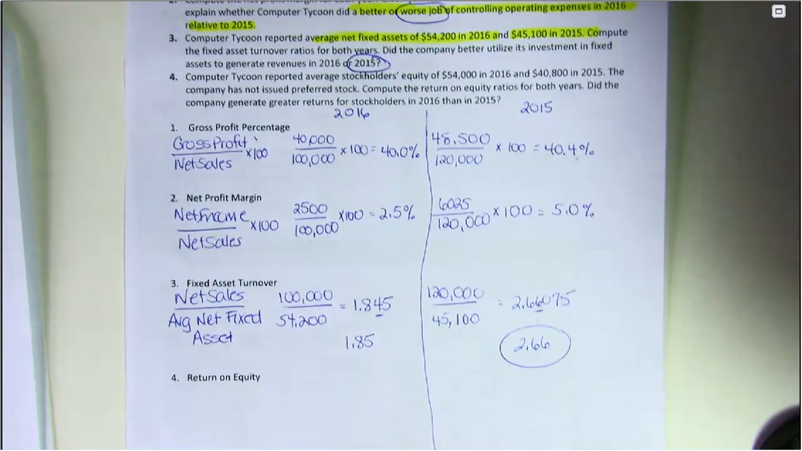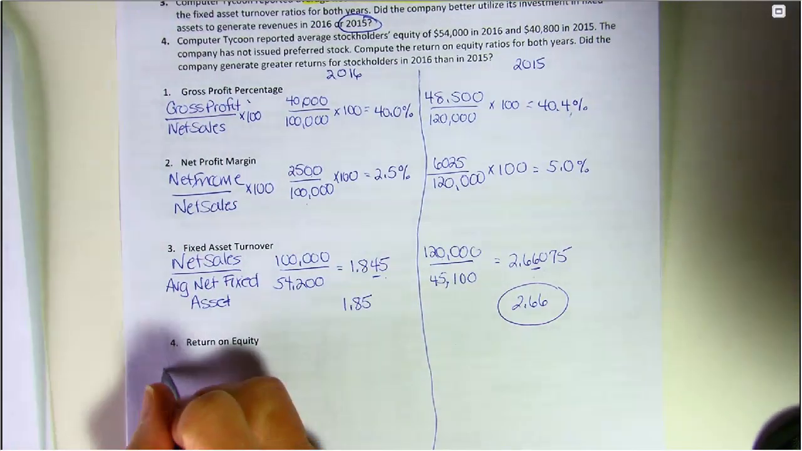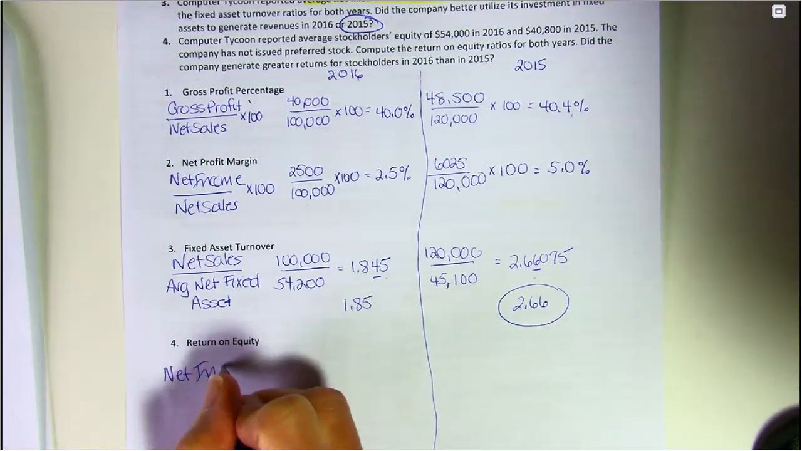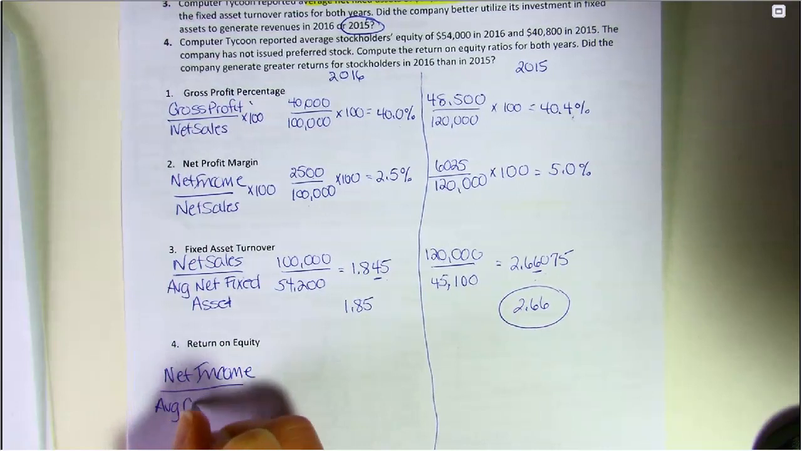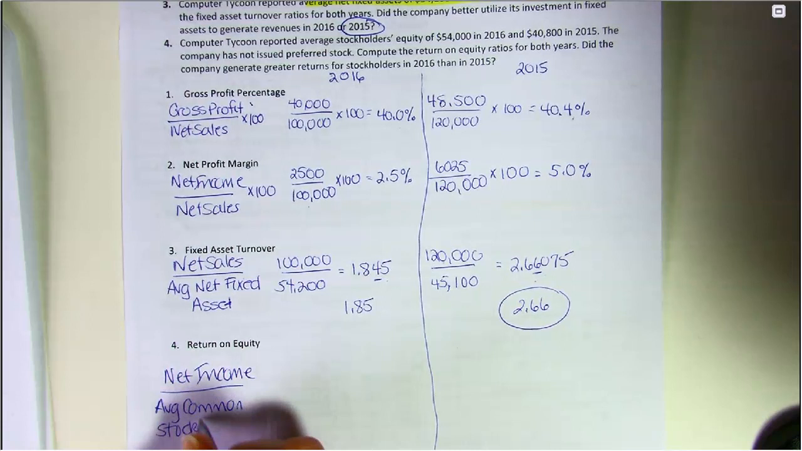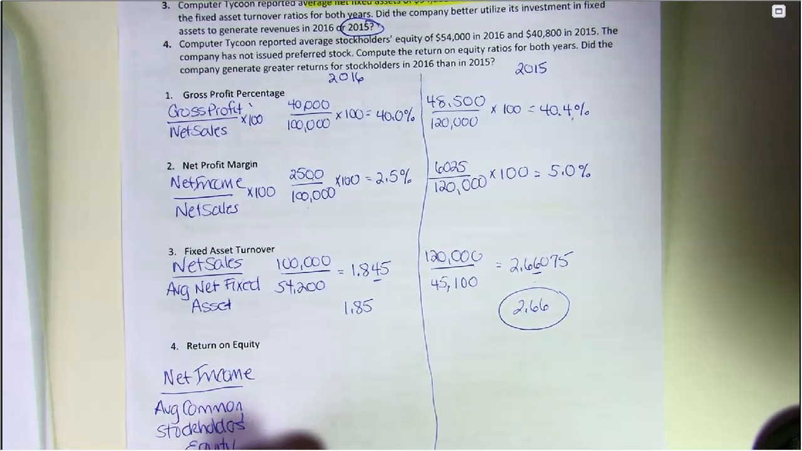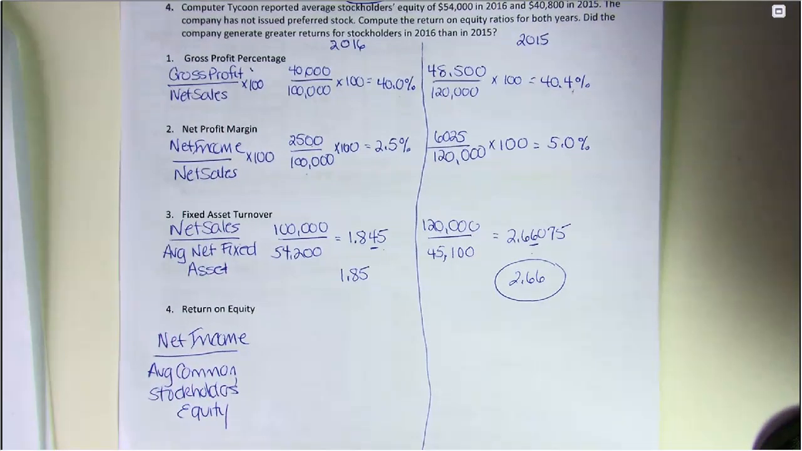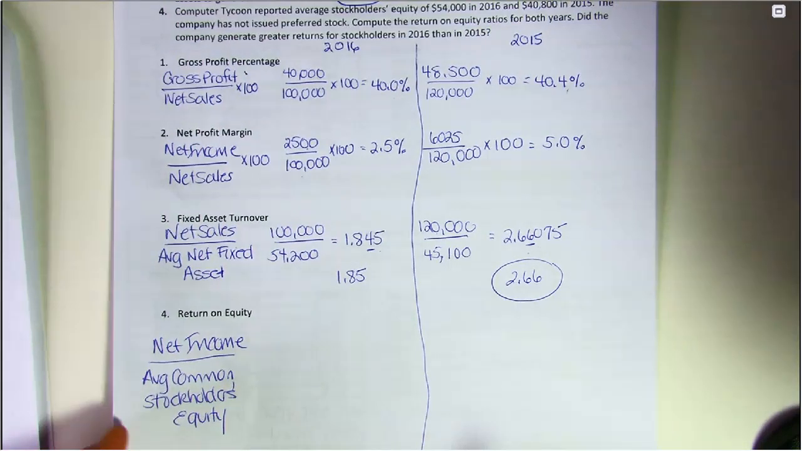And our last profitability ratio is the return on equity. We will take our net income and divide by average common stockholders' equity. Now, if there were preferred stock, they would have to let us know that. Computer Tycoon does not have any, so we will not have to subtract out preferred dividends. And the stockholders' equity will just be common stock.